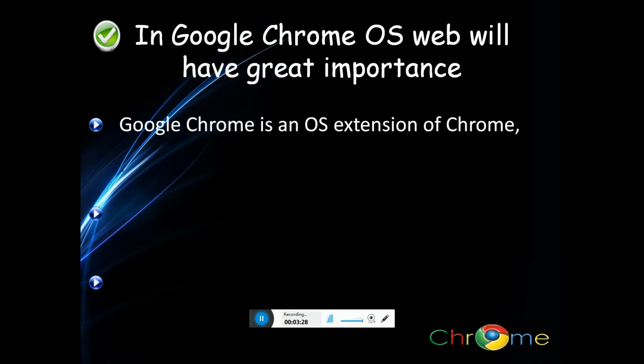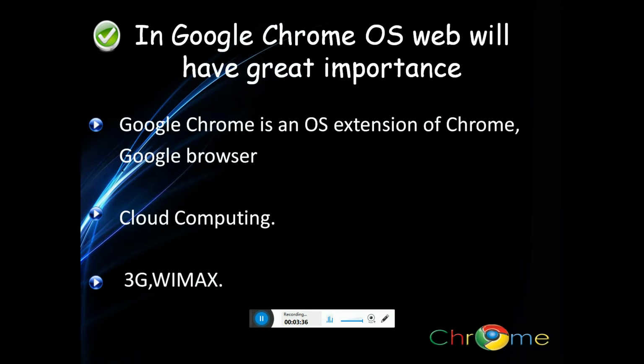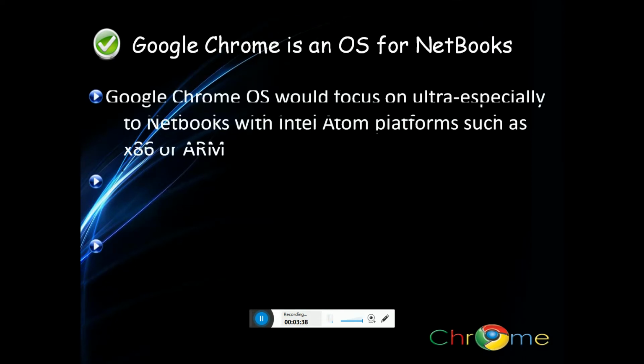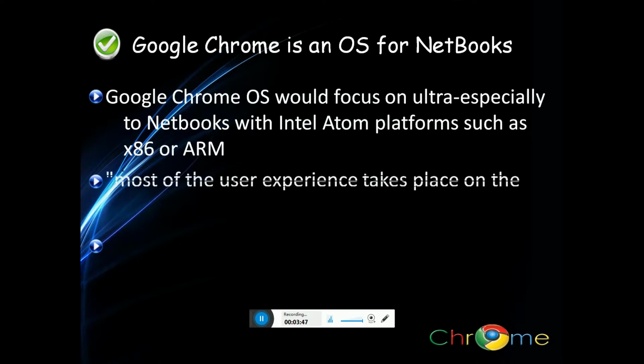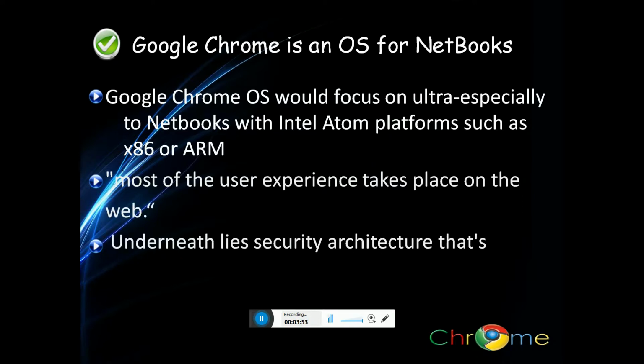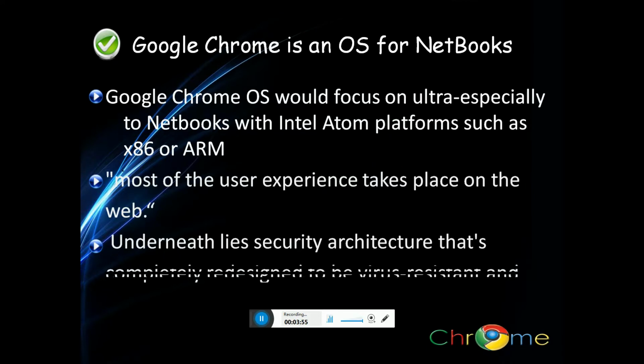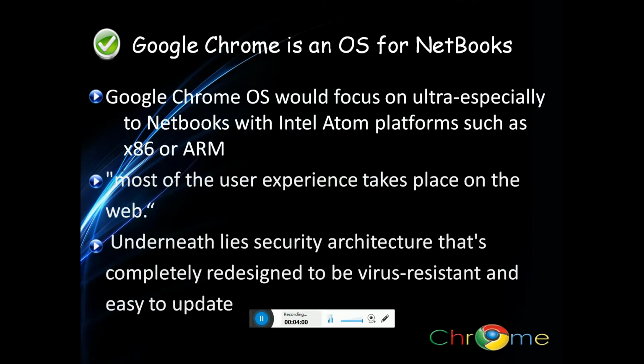Google Chrome OS is an extension of Chrome, with the Google Chrome browser, cloud computing, and 3G WiMAX. Google Chrome OS would be focused on netbooks and notebooks with the Intel Atom platform, such as x86 or ARM processors. Most of the user experience takes place on the web, while underneath lives a security architecture that is completely redesigned to be virus resistant and easy to update.